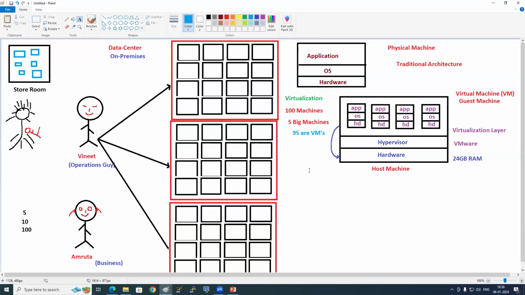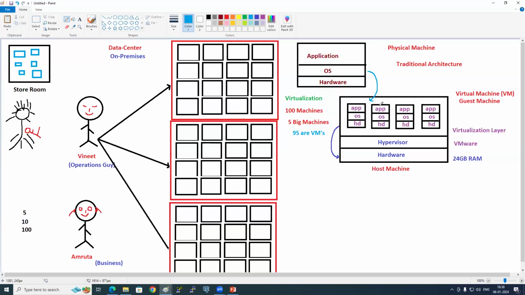Virtualization. Now Vinith is reading all about virtualization technology. He came back to his data centers and migrated all the physical machines to virtual machines. Physical to virtual machine migration means you take the data from the physical machine and put it into a virtual machine.